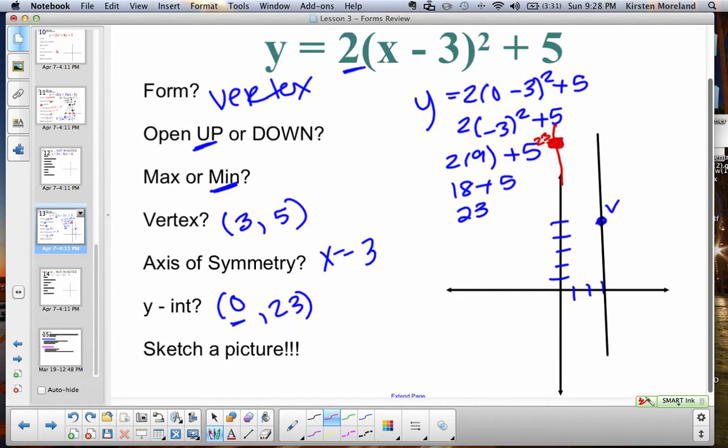And remember, the point is going to be over here, the same distance. So if it's 3 away there, it's 3 away here. And make my nice U shape. Okay, mine's not nice, but yours is hopefully nice.